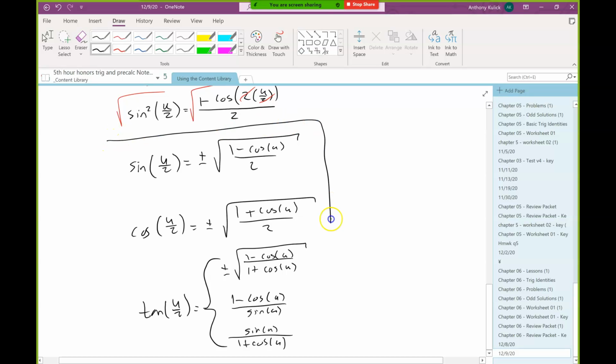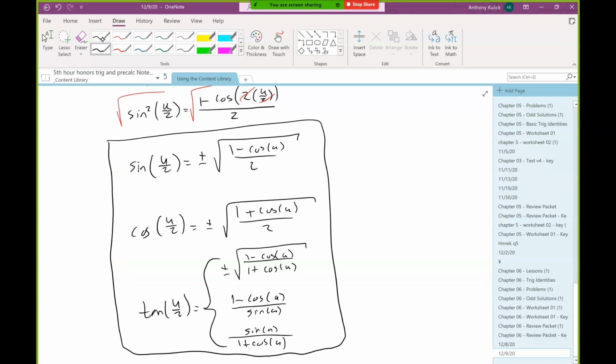So these are our 3 half-angle identities. And you'll notice in these 3 half-angle identities that some of them include a plus or minus. Now that doesn't mean you're getting 2 answers, but it does mean you need to make a decision about whether you should be getting a positive answer or a negative answer. And we'll show you how to make that decision when we do a couple of examples.